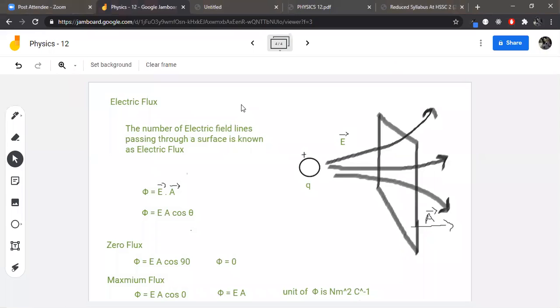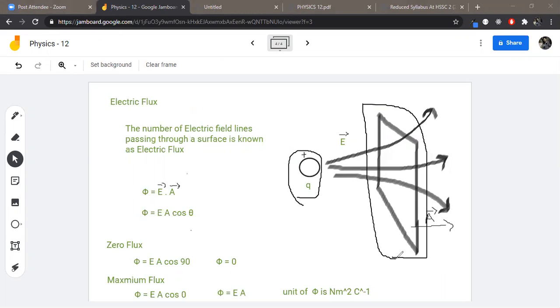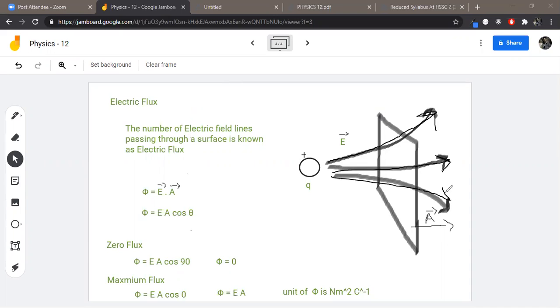So what is an electric flux? Suppose we have a charge placed near any surface. This thing is our surface. So we have a positive charge. I've already told you that in case of a positive charge, the electric field direction is outward, I mean, the field lines are coming out of the charge. As they come out, they will pass through this surface like this, and as they're passing through the surface, comes the concept of electric flux.